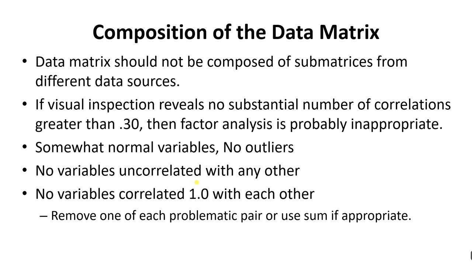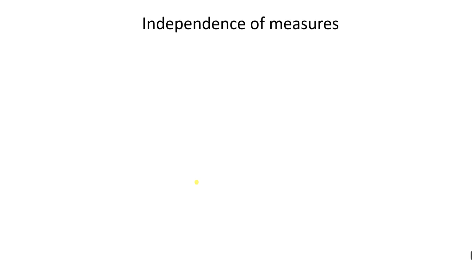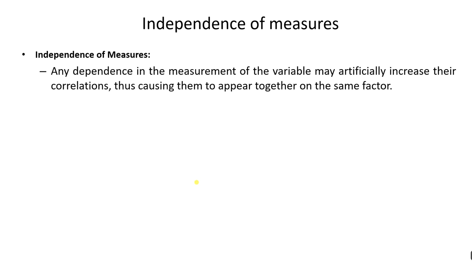If some variables have perfect or near-perfect correlation, it would be appropriate to remove one variable from the pair of correlated variables. So the sample size is okay, the data composition is okay. Then the measures that we have taken should be independent. There must not be dependency. Independence of the measures is another requirement that should be ensured before doing factor analysis.